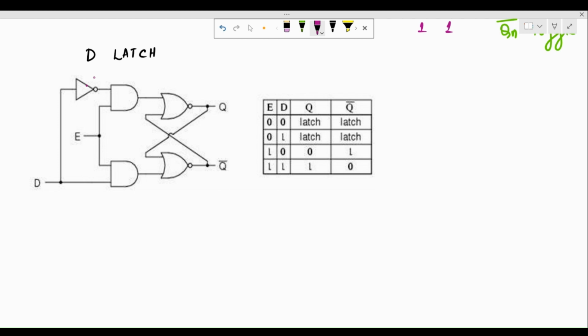Whenever the enable is 1, only then the two AND gates will be enabled.